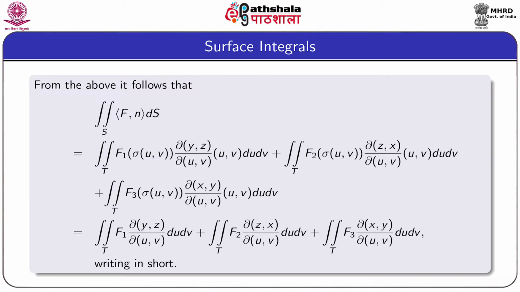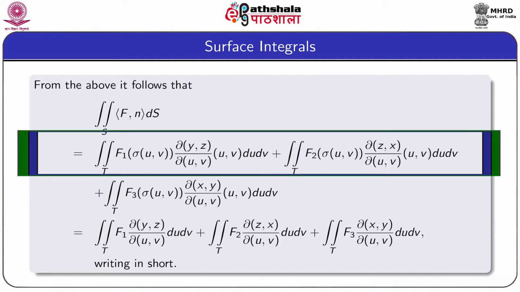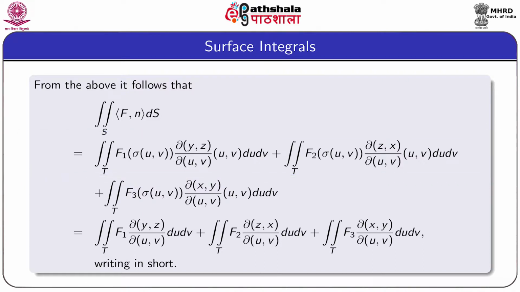From the above, it follows that the surface integral of the inner product of F and small n over S equals the double integral over T of F1(sigma(u,v)) Jacobian del(y,z)/del(u,v) at (u,v) du dv, added with two similar terms, where F1 is replaced by F2 and F3 and the Jacobians are also replaced. So, this equals the integral over T of F1 del(y,z)/del(u,v) du dv plus two similar terms when we write in short.